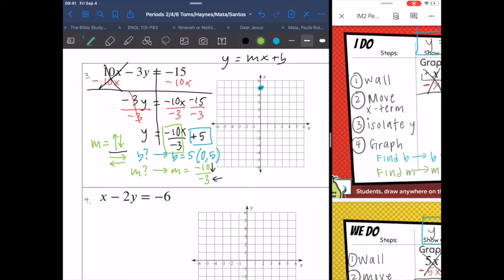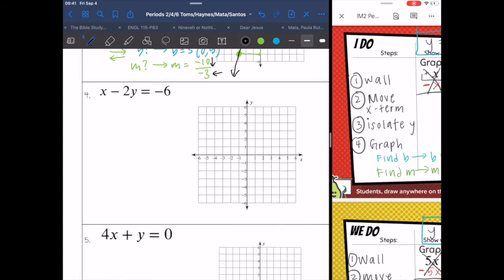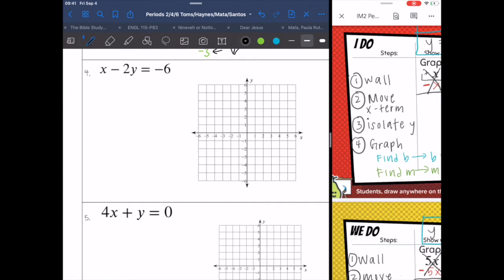Let's move. Going -1, -2, -3, -4, -5, -6, -7, -8, -9, -10. Then I have to move to the left 3 spots: -1, -2, -3. Okay, there it is. There's my line. Let's make it nicer. There we go. All right, now let's do number 4.